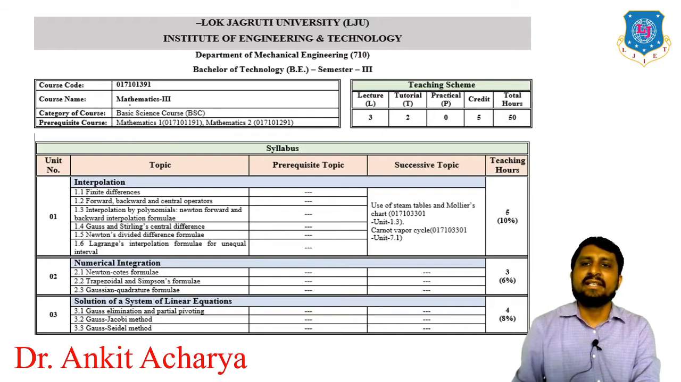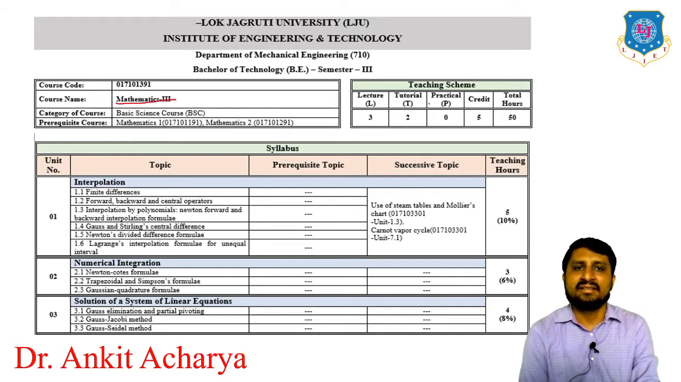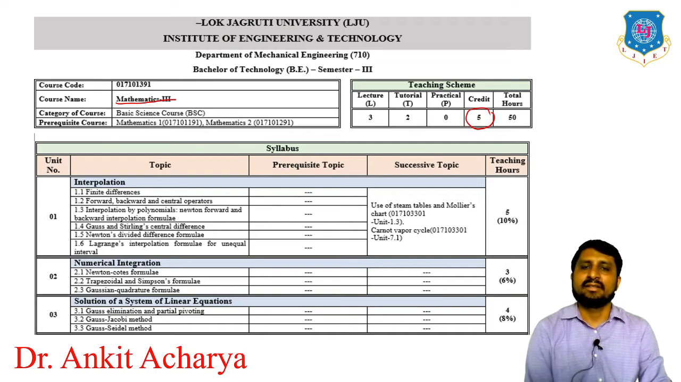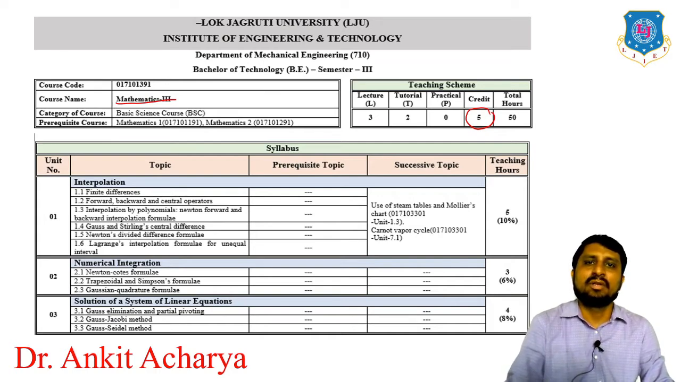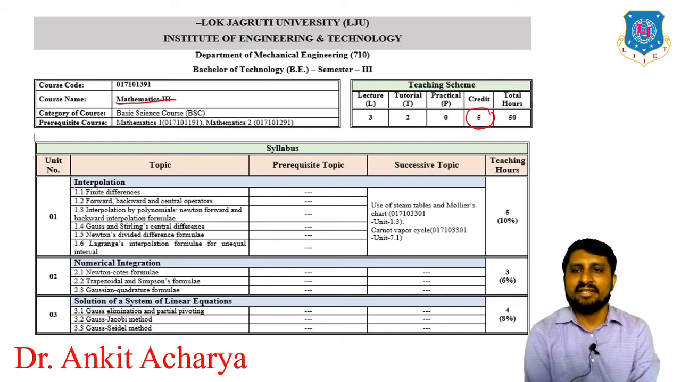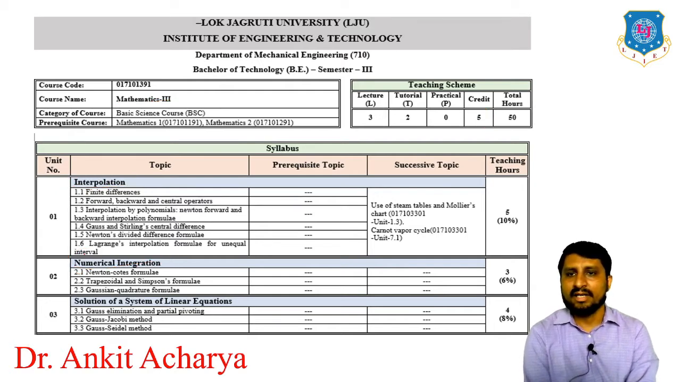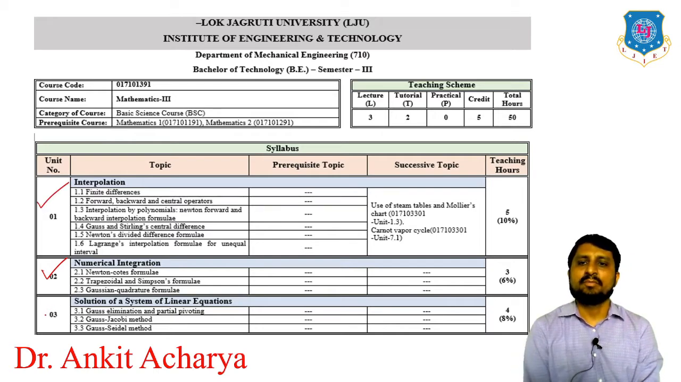Here you can see on your screen, the name of the subject is Mathematics 3. The credit of this subject is 5, and as you all know, there are 4 tests, test 1, 2, 3, 4, and each test has 25 marks. The first chapter is interpolation, which we will discuss today. The second chapter is numerical integration. Chapter number 3 is the solution of systems of linear equations.